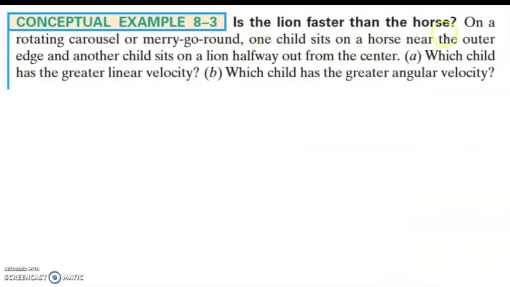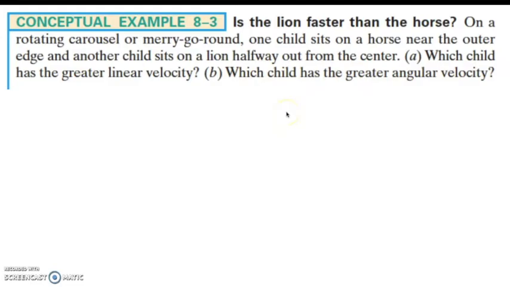Is the lion faster than a horse? On a rotating carousel or merry-go-round, one child sits on a horse near the outer edge, and another child sits on a lion halfway out from the center. Which child has the greatest linear velocity, and which child has the greater angular velocity?